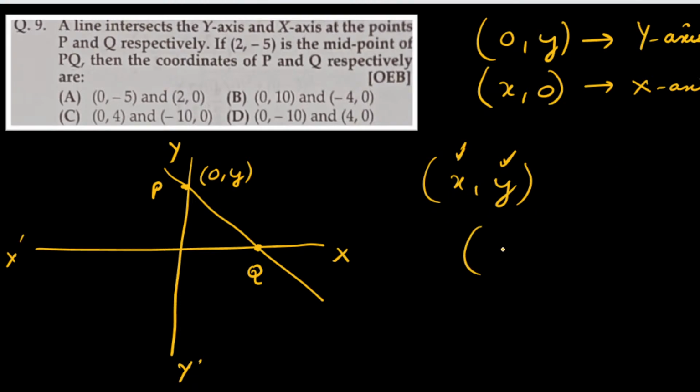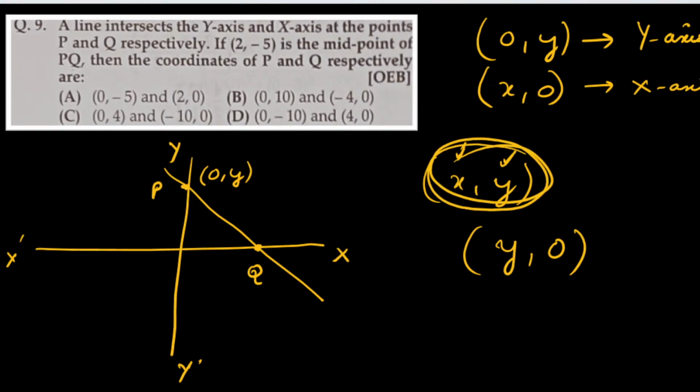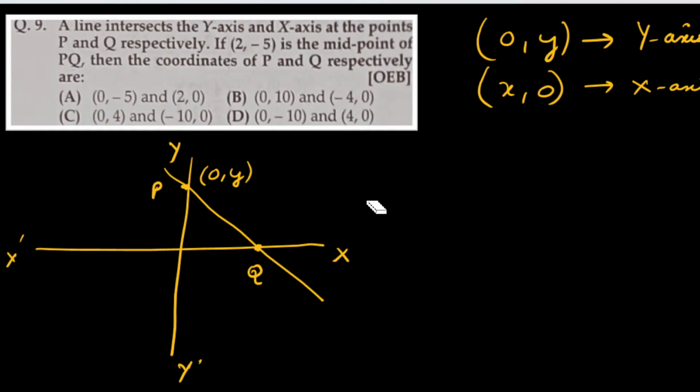So don't write it wrongly. I have seen some students write y, 0. No, it is not y, 0, it will be 0, y, because we always write coordinates like this, x, y. So that means point P will look like 0, y and point Q will look like x, 0. Now the midpoint of this line segment. We'll consider PQ as the line segment. Its midpoint is given to us as 2, minus 5. So this is the midpoint of the line segment PQ. We have to find the coordinates of points P and Q.